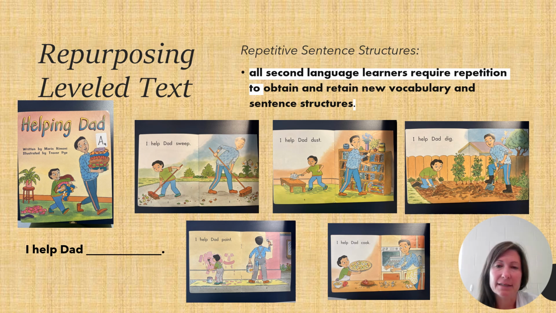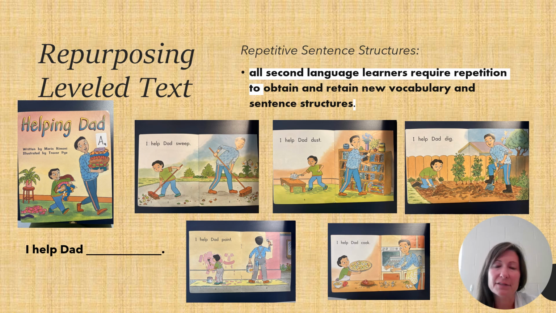Many leveled texts, especially those at levels A through D, contain very repetitive sentence patterns. These types of texts are important for MLLs as language learners need repetition in order to obtain and retain new vocabulary and sentence structures. The leveled text Helping Dad follows a very repetitive sentence structure: I help Dad blank. As you can see, each page describes a chore to fit the structure. For example, I help Dad dust, I help Dad sweep, etc.